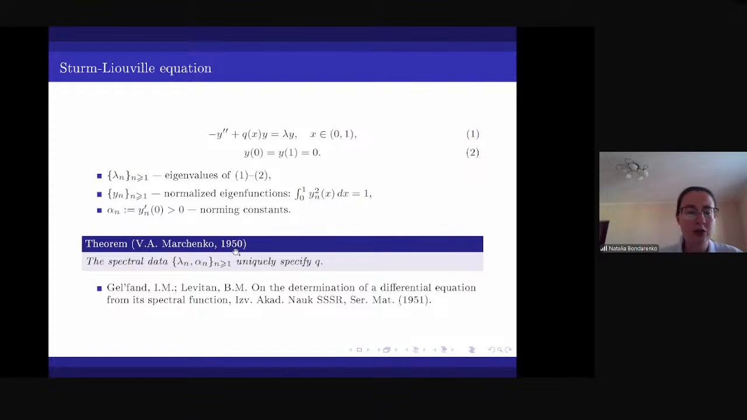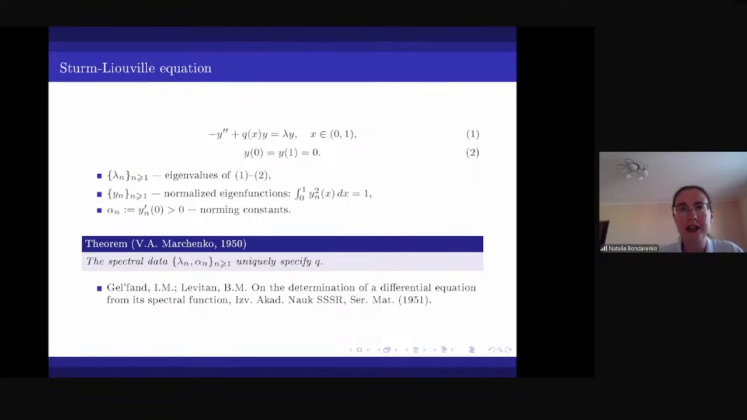And then we specify norming constants as the derivatives of eigenfunctions at 0. The eigenfunction itself at 0 satisfies the Dirichlet boundary condition, and its derivative is some non-zero number. For definiteness, we can assume that it's positive. It's well known that the spectral data, the eigenvalues and the norming constants, uniquely specify the potential q. This problem is equivalent to the inverse problem by a spectral function.